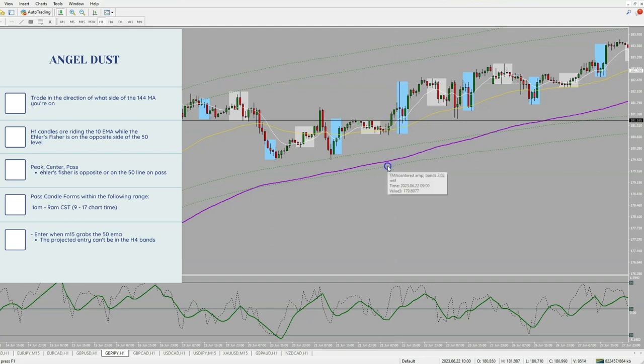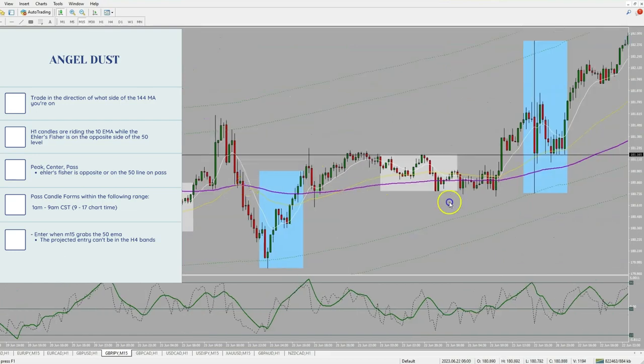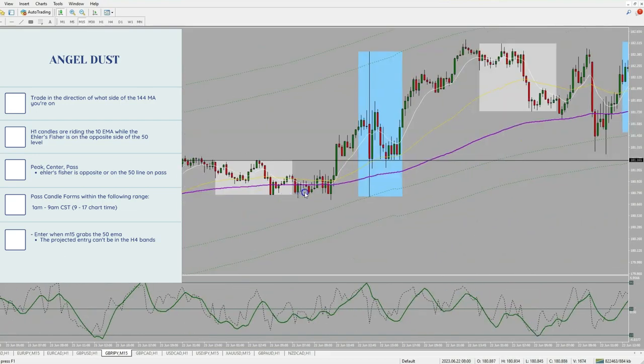So all we do at this point, because Angel Dust is confirmed, the setup is confirmed, is wait on an entry. Now, clearly this was some news right here. But that is before I would have even been getting in the market, because for New York session, 7 a.m. Central Standard Time is the earliest that I'll take a trade. This happened during the 6 o'clock in the morning hour.